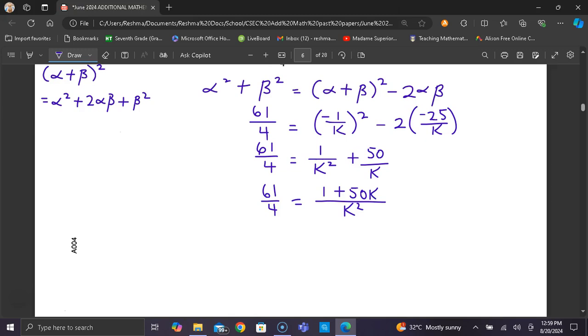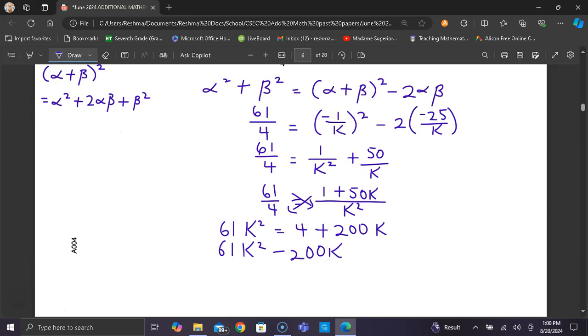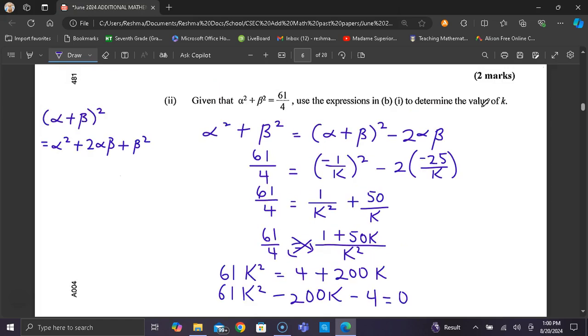So if I cross multiply like that, I get 61k squared will be equal to 4 times 1, 4, and 4 times 50, so that's 200k. Alright, so we get a quadratic. So 61k squared plus, actually minus, because when I move everything over to the left hand side, change signs. So we get a quadratic where we have to solve for k.